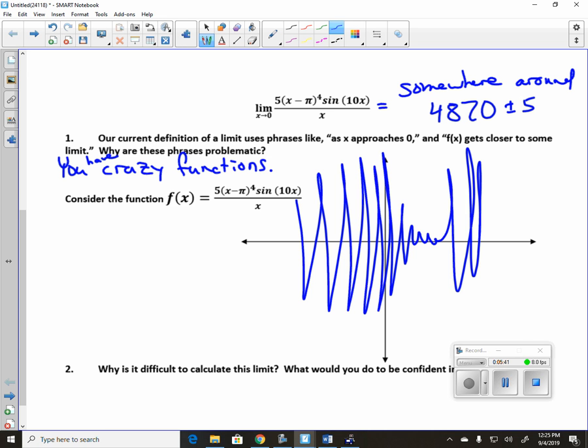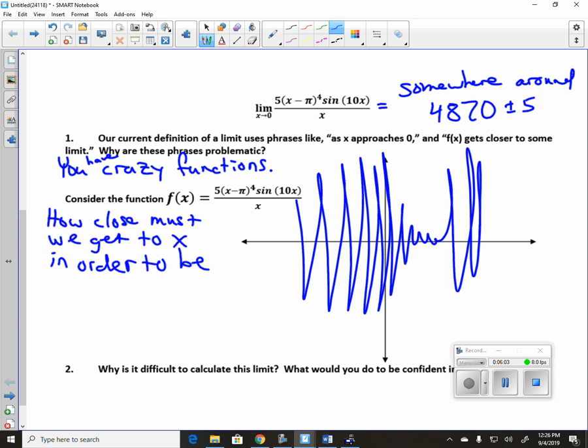And second of all, and this is the most important one, it raises a question, which is really problematic, and that is: how close must we get to x in order to be confident in our limit? How close do we have to get to x?